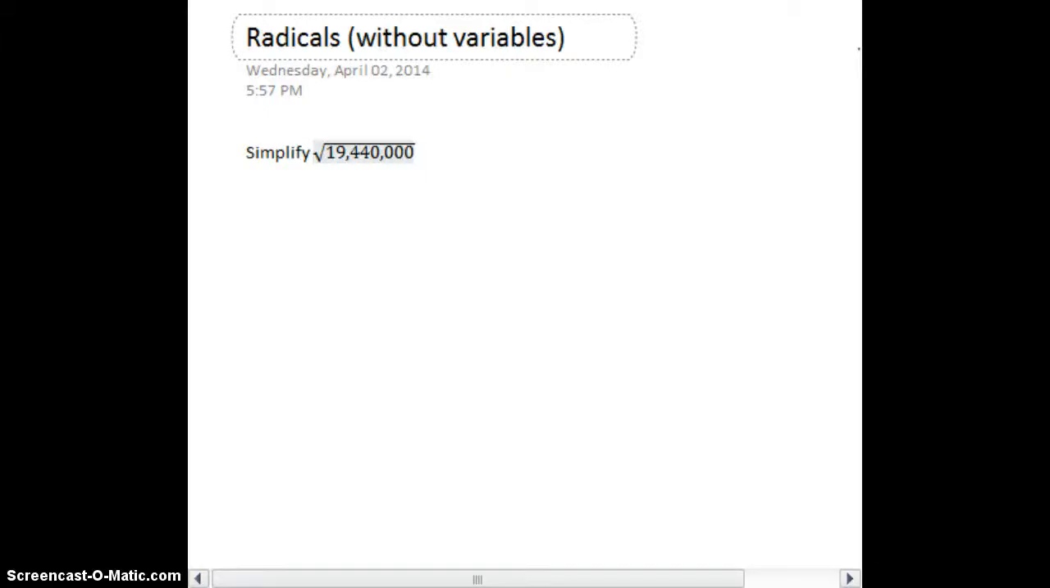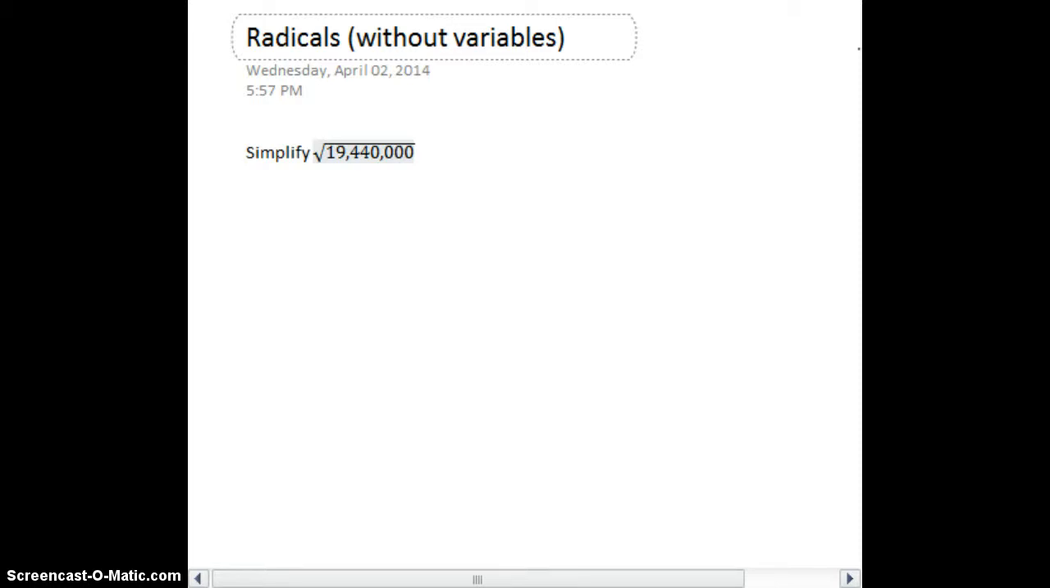In this video, I'm just going to solve one problem, and it's going to be solving a radical without using variables. So if you're looking for something with x squared or y to the fourth, you want to look at a different video. In this video, we're just going to simplify the square root of 19,440,000.